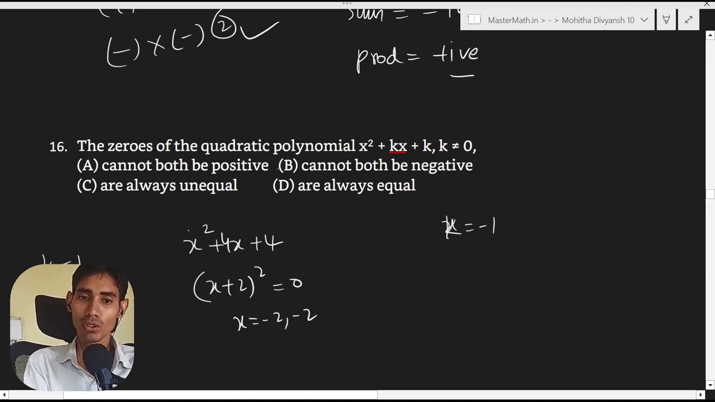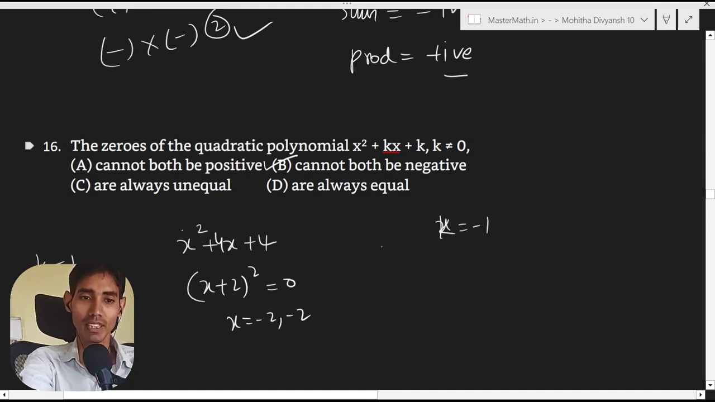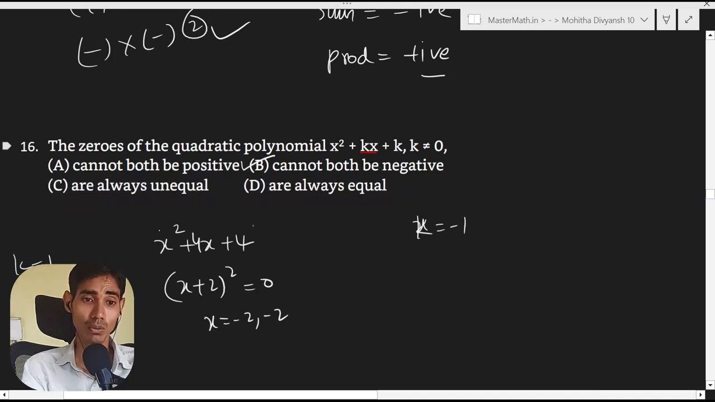So both cannot be negative is not true. It can be negative, right? Yes, sir. Okay. And for the second case, always equal, so always unequal, even that is gone. B and C options are not working. They can be equal also.